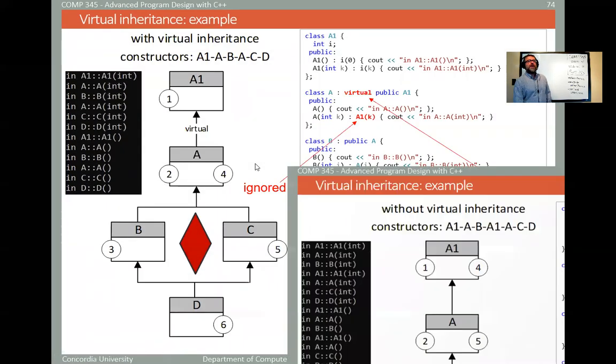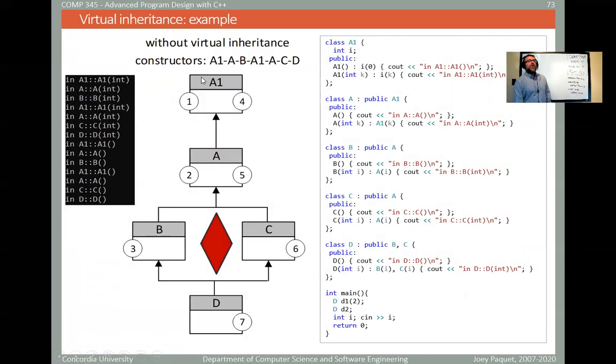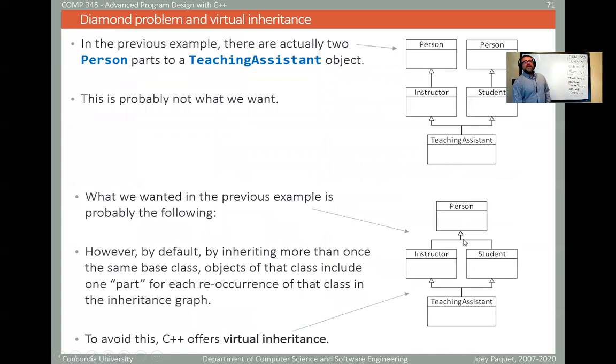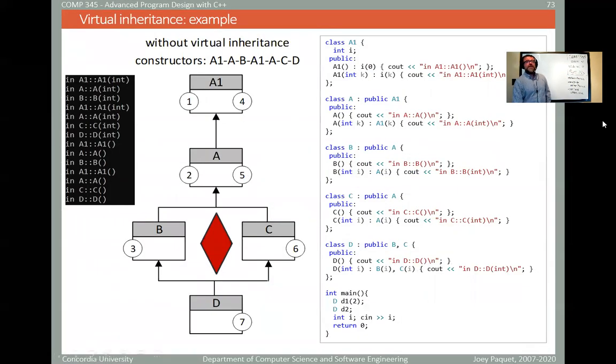What if what I want is that there should be only one A1 part in this whole object, that I don't want, for example, to have two different A1s? Essentially, that's the same example as I had here. What if I want to represent the fact that a teaching assistant is both an instructor and a student, but is also a person, and there's only one person? There's no instructor person and student person. That's the same idea here, except in a different graph.